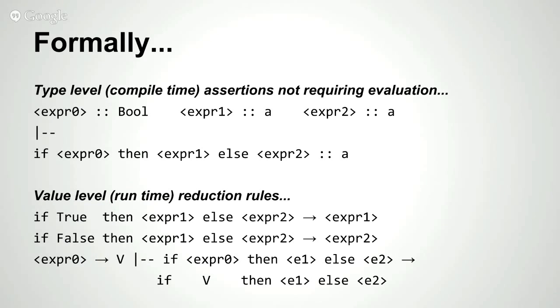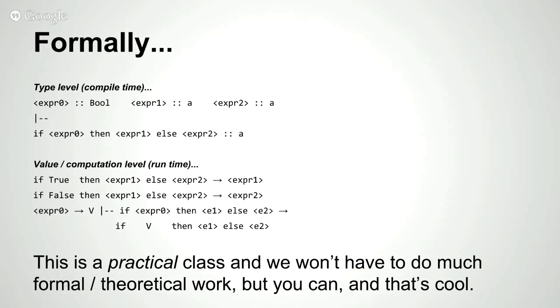And this is formally what that looks like. You can formally reason about the code, where you say, if x bar 0 is a bool, x bar 1 and x bar 2 are A, then the if-then-else of those 3 expressions is also an A. That's what formal semantics looks like. Now, this is designed as a practical class, so we're not going to be doing a lot of formal or theoretical work. So if this is like gibberish to you, that's fine. It's just cool that the language does have formal semantics, whereas certain languages do not.